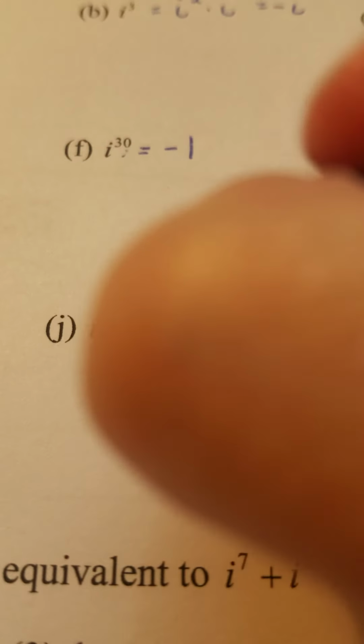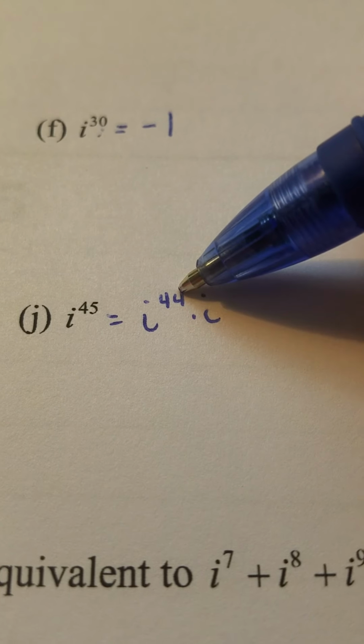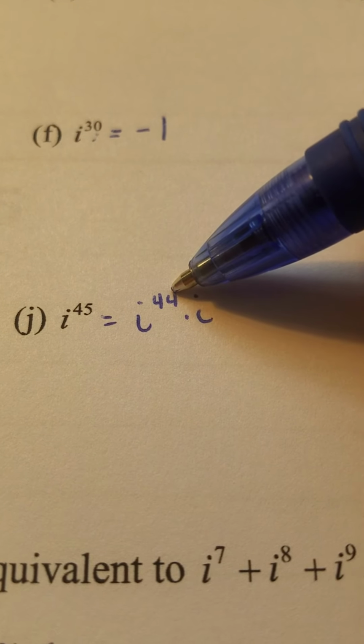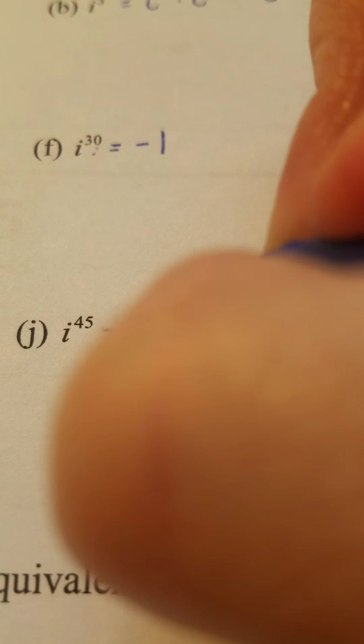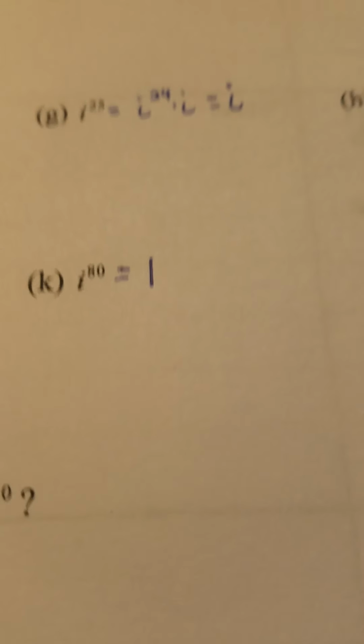i to the 45th is going to be changed to i to the 44th times i. 44 divided by 2 is 22, and that can be divided by 2 again, so that's going to be a positive 1. So that is positive 1i. And that's it for that one.